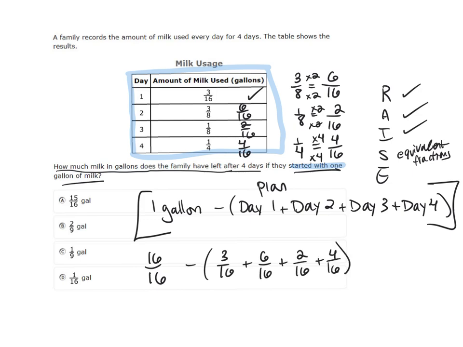All right. Order of operations would tell us to do our grouping symbol first. So let's do that. 3 plus 6 plus 2 plus 4. That's 15/16. So we have 16/16 minus 15/16. That's going to be 1/16. Do we see that as an answer choice? Yes, we do. It's right there.